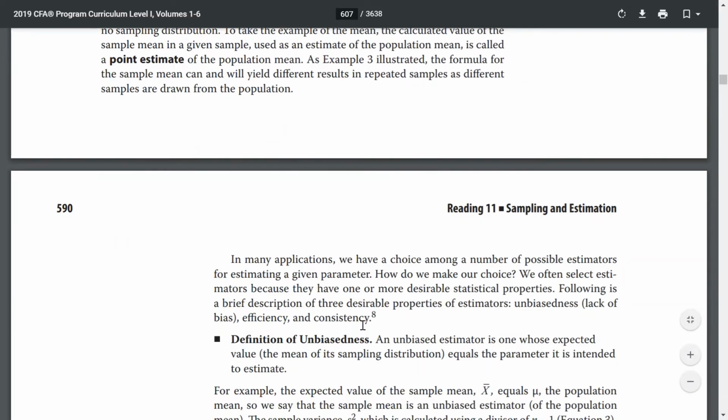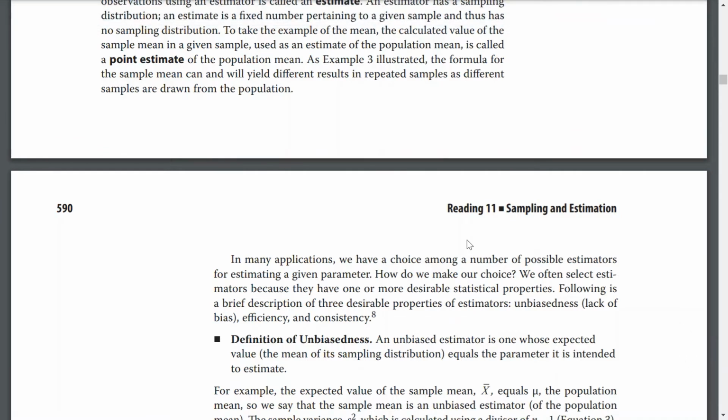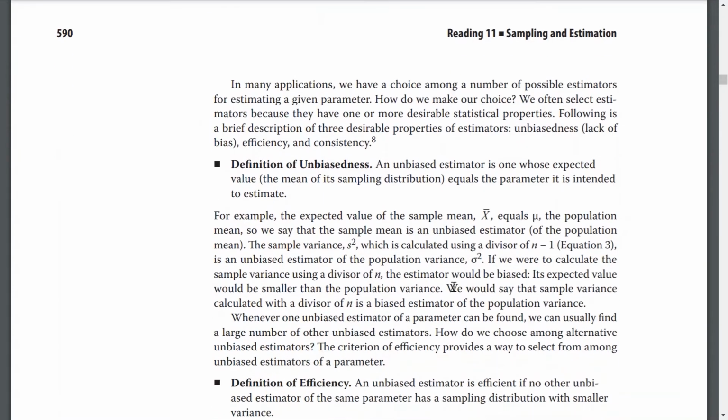In many applications, we have a choice among a number of possible estimators for estimating a given parameter. How do we make our choice? We often select estimators because they have one or more desirable statistical properties. Following is a brief description of the three desirable properties of estimators: unbiasedness, efficiency, and consistency.